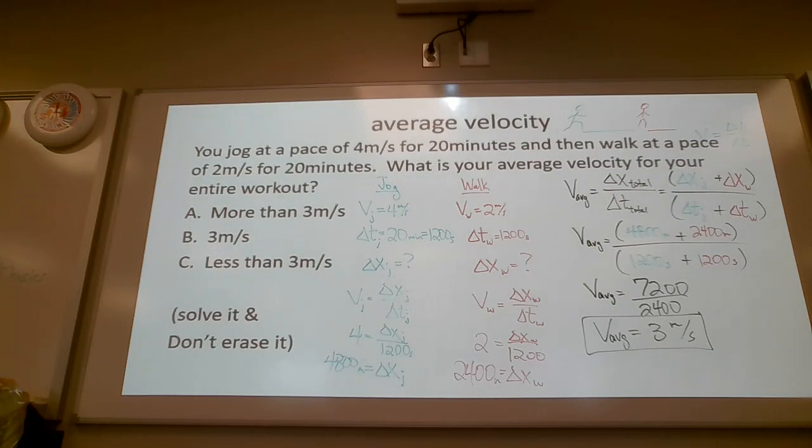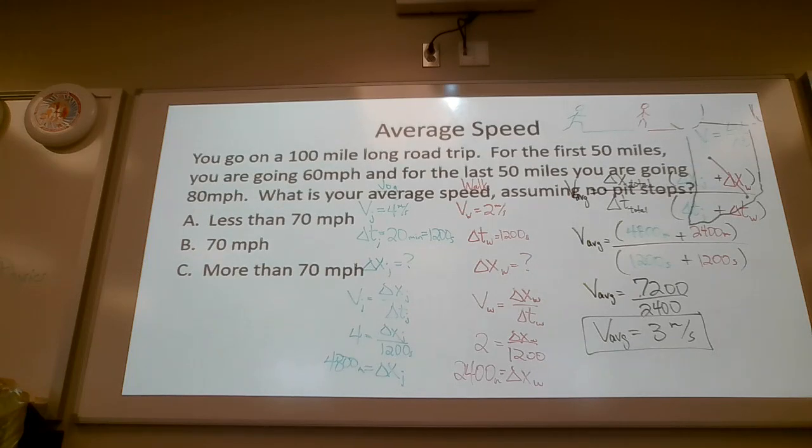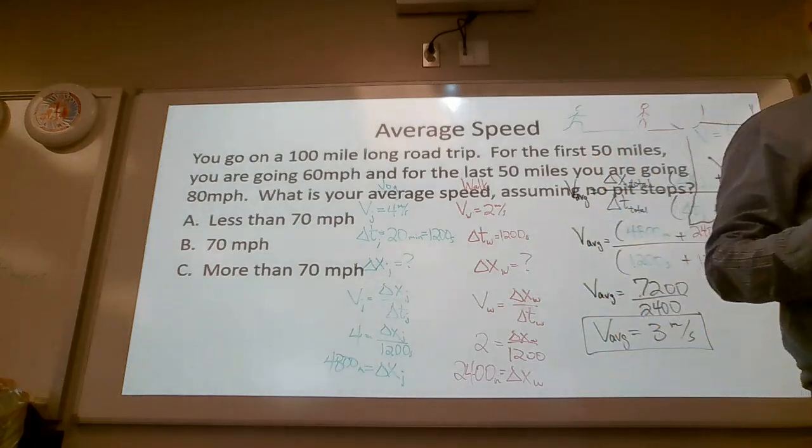The reason why this was 3 meters a second was because they traveled 4 meters a second for 20 minutes, the same amount of time as they did for 2 meters a second. Which of these paths would you be traveling for a longer period of time? Going 60 miles an hour or going 80 miles an hour? 60 miles an hour. Is everybody okay with that? It takes you more time to do that 50 miles because you're going slower.